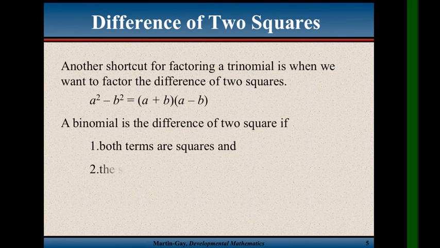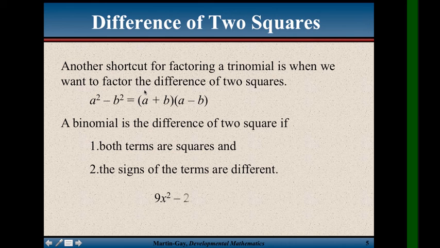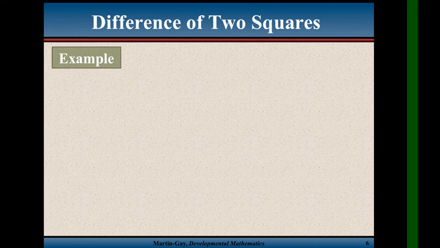Another shortcut for factoring is when we want to factor the difference of two squares. Example, a squared minus b squared is equal to (a plus b) times (a minus b). A binomial is the difference of two squares if both terms are squares and the signs of the terms are different. For example, we have 9x squared minus 25y squared, or negative c raised to 4 plus d raised to 4.